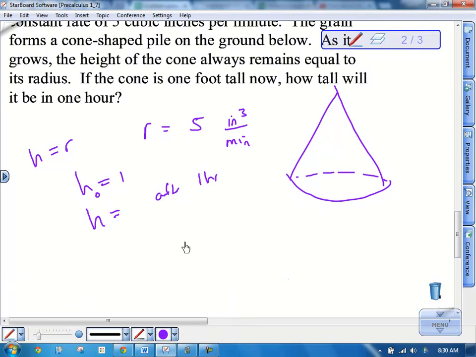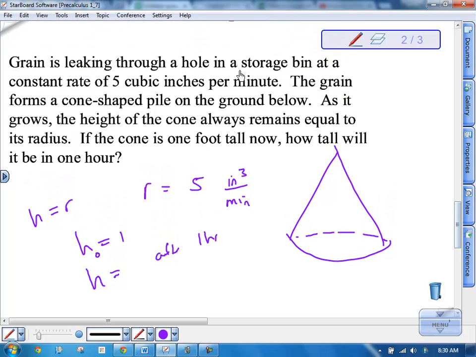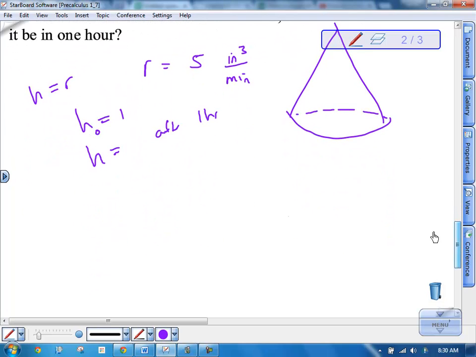Okay, so what we can do is set up a volume equation. They gave me a volume rate increase, so I want to set up a volume equation. Volume of a cone is 1/3 area of the base times the height. The area of the base is pi r squared. And we're told the height equals the radius, so for h I'll plug in r. So that'll make it r cubed. So there's a simplified formula for volume in terms of r.